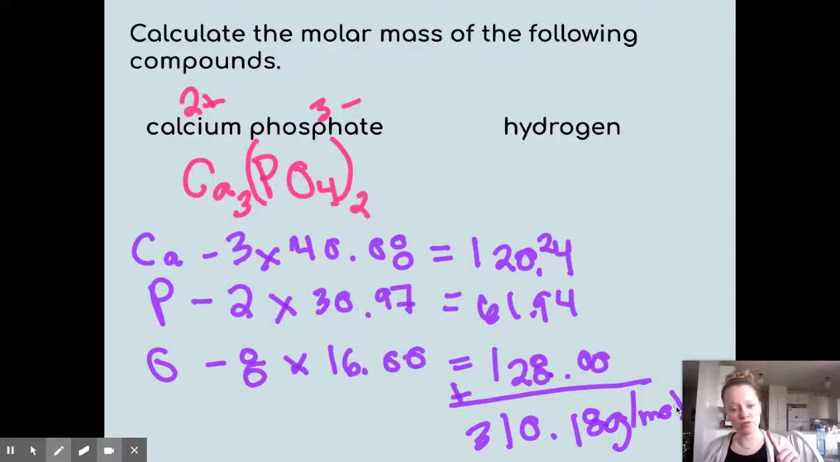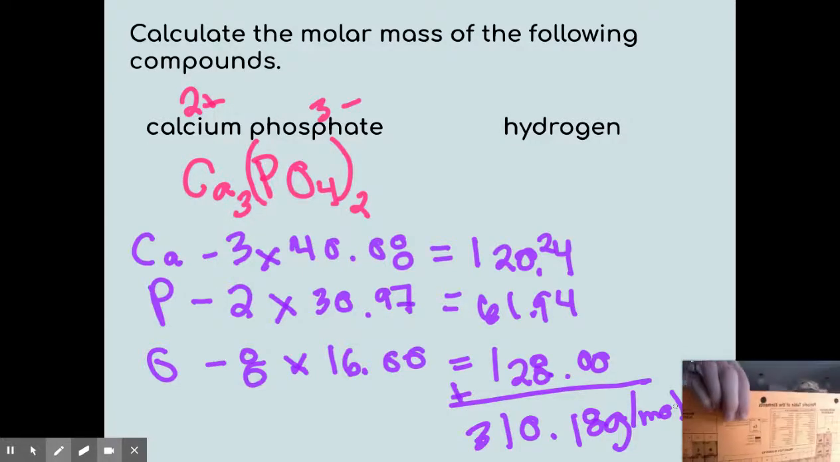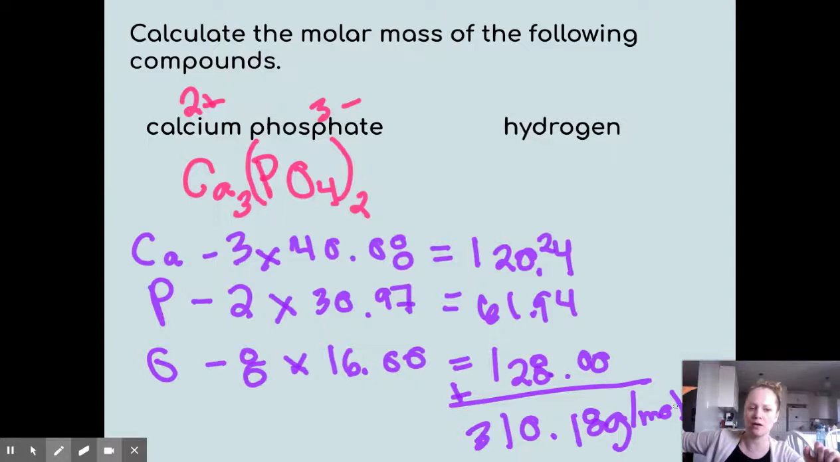Believe it or not, you don't actually have to memorize that unit. It's very, very tiny, but it actually tells you right in the top part where it says atomic mass in brackets, it says grams per mole right there.